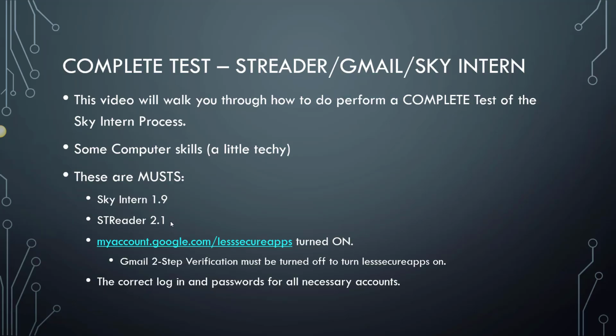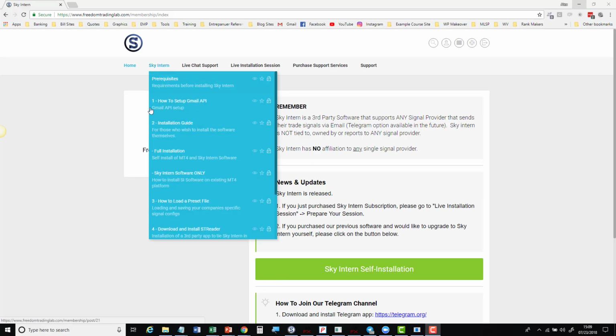The next thing is you must have STReader 2.0 or higher, right? If you do not have STReader 2.0 or higher, make sure that you go to the member area, go to Sky Intern, and go all the way down here where it says number 4, download and install the STReader. Again, step by step, really easy to install or upgrade the STReader version.